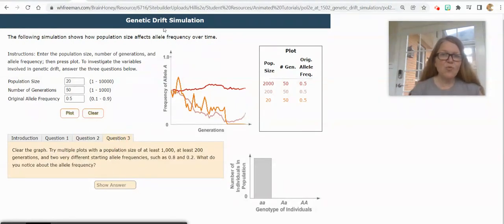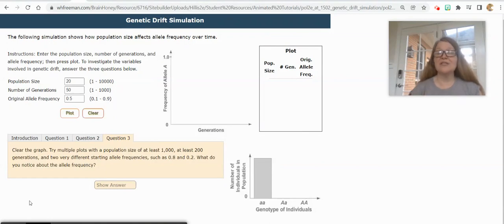If you want to experiment with this, it's whfreeman.com/brainhoney/resource. It will show you every time the amount of genetic drift that happens. So again, genetic drift is the change in allele frequency in a population over time. Genetic drift is going to be more drastic in a small population.